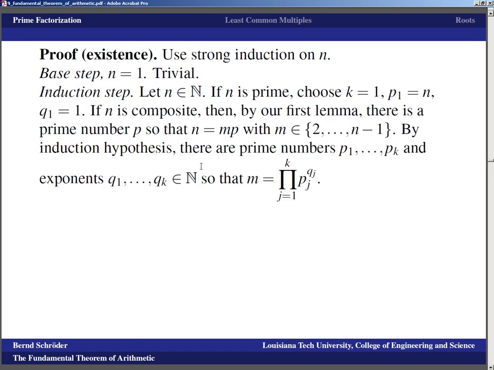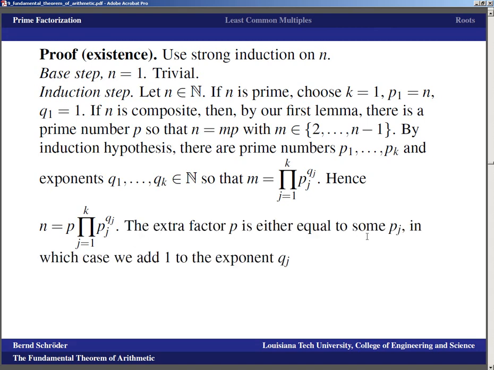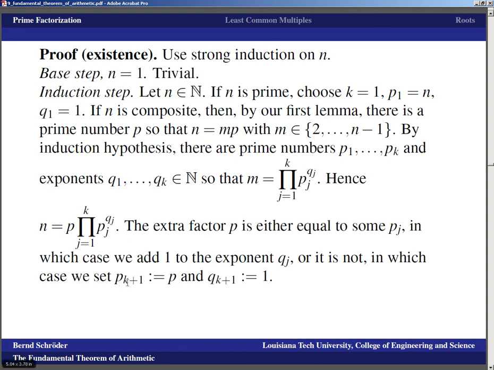And that means by induction hypothesis, there are prime numbers p_1 through p_k and exponents q_1 through q_k, so that m is the product j equals 1 to k of p_j to the q_j, where the p_j's are distinct, and hence n is equal to p times the product j equals 1 to k of p_j to the q_j, and it's just a matter of sorting things. The extra factor p is either equal to some p_j, in which case we add 1 to the exponent q_j, or it is not, in which case we set p_(k+1) equal to p and q_(k+1) equal to 1. And in either case, we are done. Okay, so existence is given.